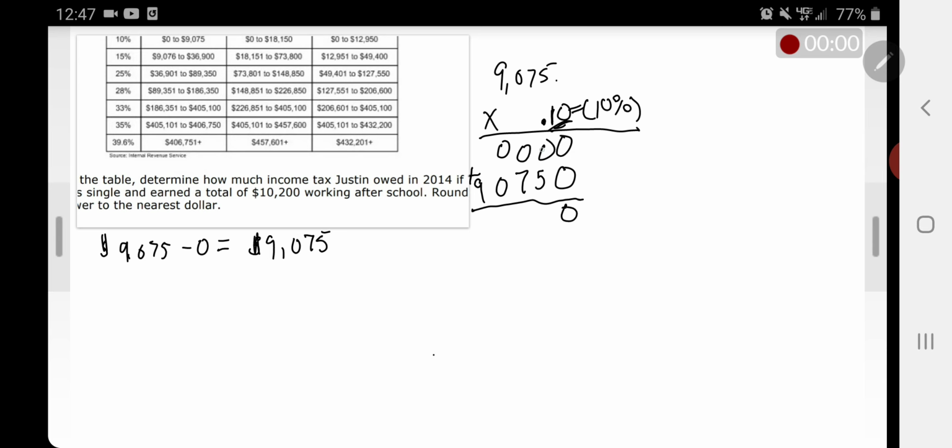0 plus 0 is 0. 0 plus 5 is 5. 0 plus 7 is 7. 0 plus 0 is 0. And of course, 9 is just 9. We're going to take our decimal. Once again, we have 2 decimal spots, so we're going to move it 1, 2. So at the 10% rate, he's going to pay $907.50.